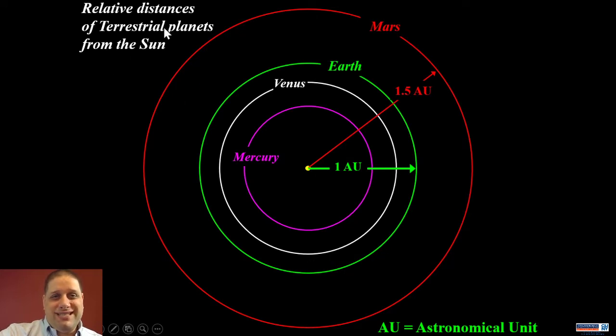Here's a chart showing the relative distances of the terrestrial planets from the sun. So this dot represents the sun. This green circle represents the orbit of Earth. And we call the distance between Earth and the sun 1 astronomical unit. We invented that because we like to think about things relative to the Earth. It's just a made-up unit of distance. Moving outwards from the sun, we have Mercury, Venus, Earth, and then Mars. And Mars is about 1.5 astronomical units from the sun.